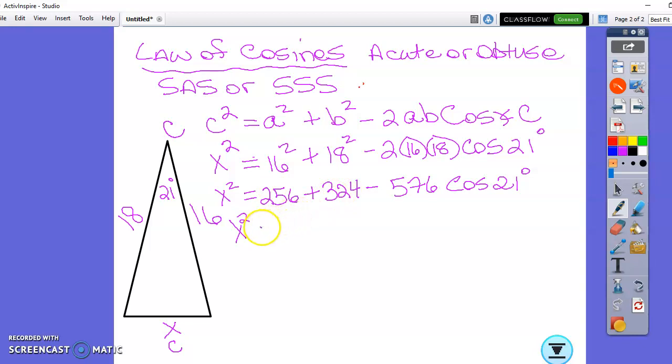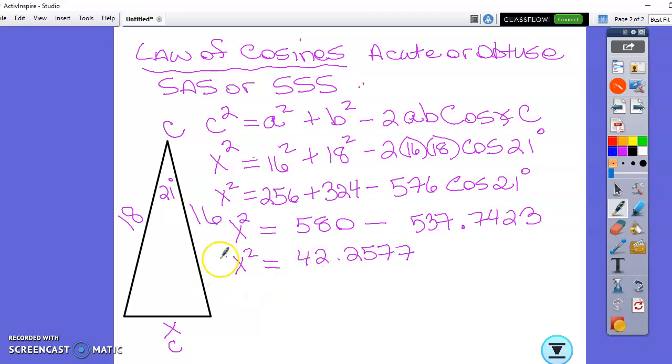These two are going to go together, and so that's going to equal 580, and then it's still going to be minus, but these two go together. 576 times the cosine of 21, and you get approximately 537.7423. Going to the fourth place is perfectly fine. You're precise enough. And so you're left with x squared equals 42.2577. And then to get x alone, we just want x, so you're going to square root, and you're going to do the same thing here. Square root, and you get x is approximately 6.5.